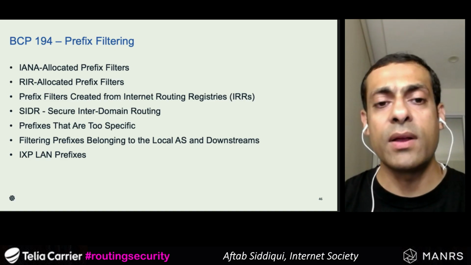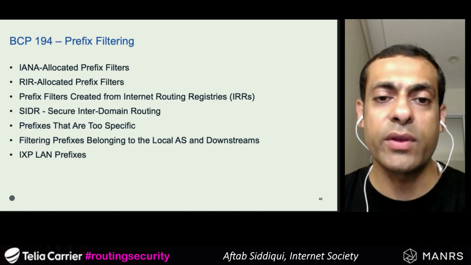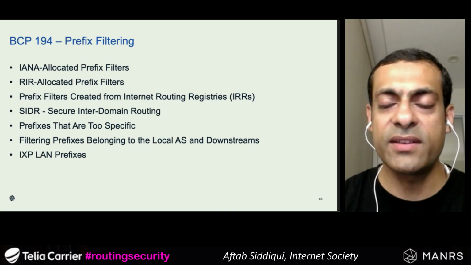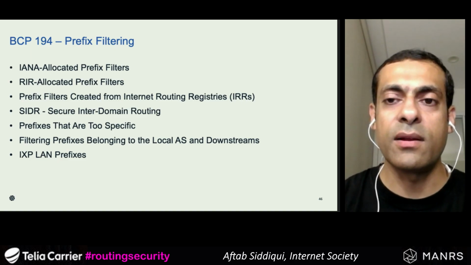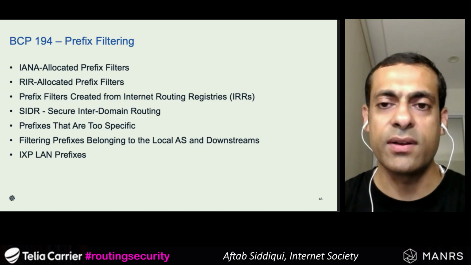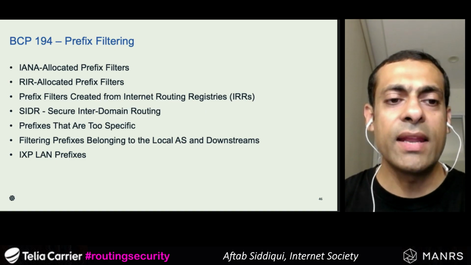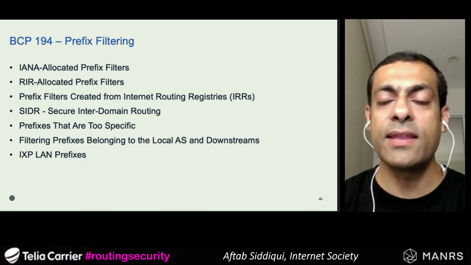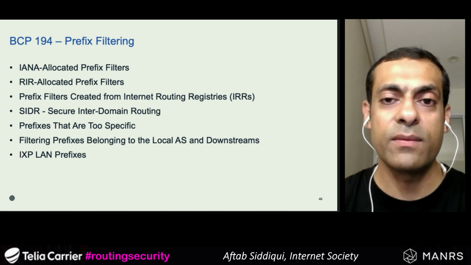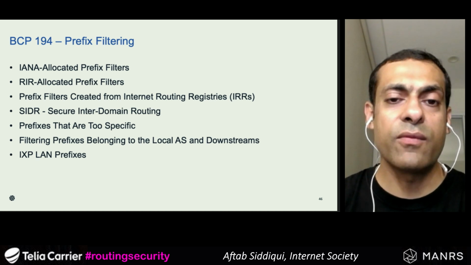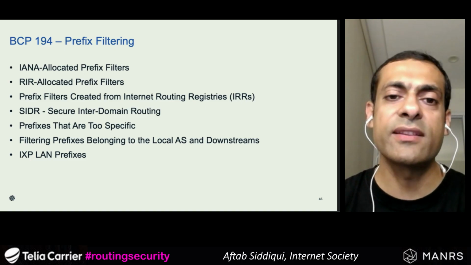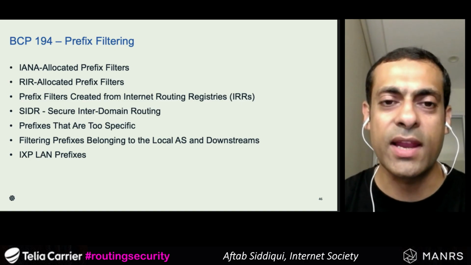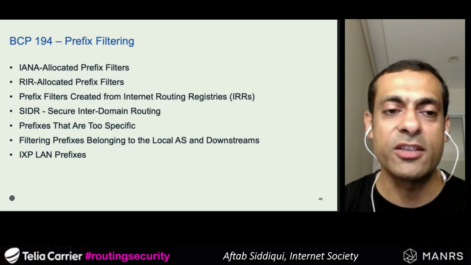Prefix filters created from IRR: there are certain tools which you can use to make sure that you only allow prefixes on the basis of route object entries. We'll talk about it in a short while. Then prefixes that are too specific: in the IPv4 world, anything longer than /24, you should not be accepting. And for IPv6, it should be /48. Some people do allow /56, but I don't think it's a good idea, and that's why you see a lot of /56s in the routing table as well.